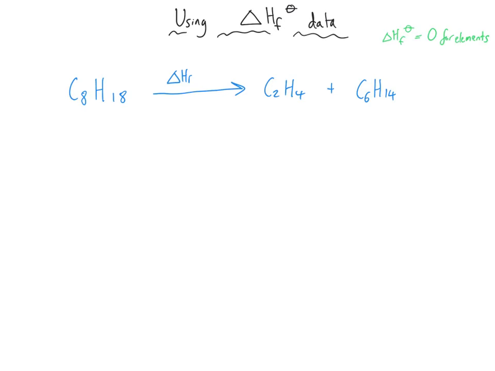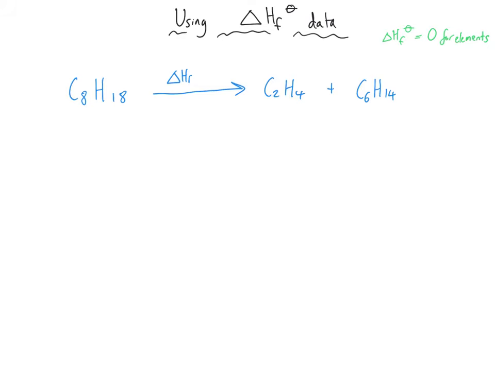So let's look at a situation where you have been given enthalpy of formation data. And just as a reminder, it's not relevant here, but it will be relevant in some exam questions. The enthalpy of formation of an element is 0 kilojoules per mole. So in this equation that you've been given, the compound octane is turning into ethene and hexane. And this is the enthalpy change for the reaction that we need to calculate.